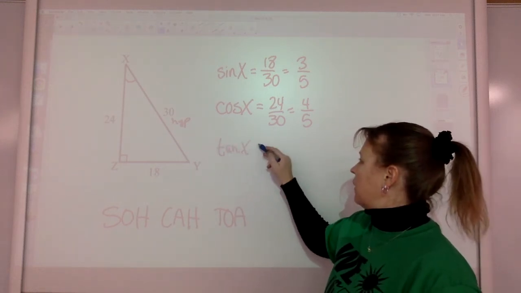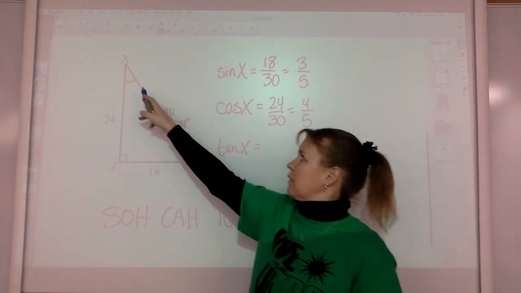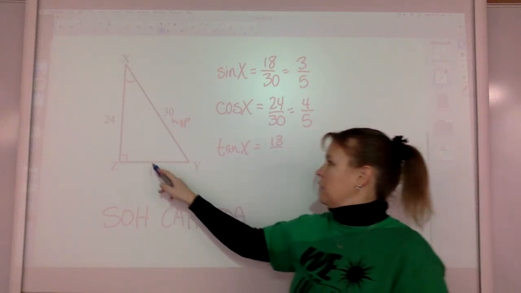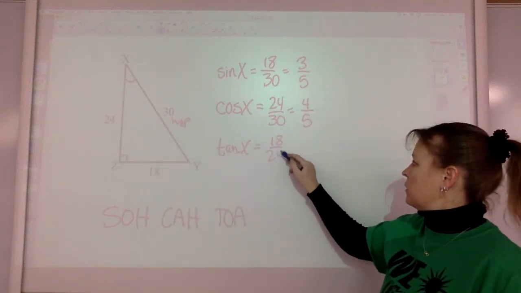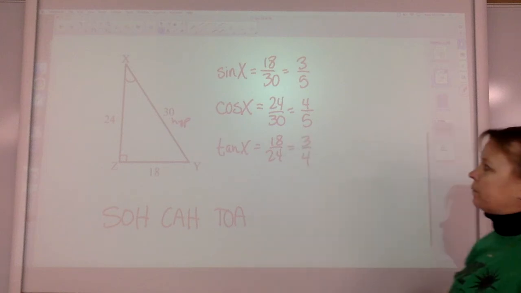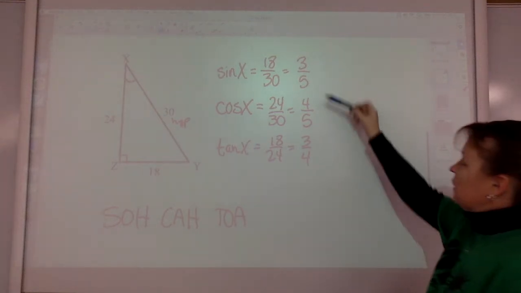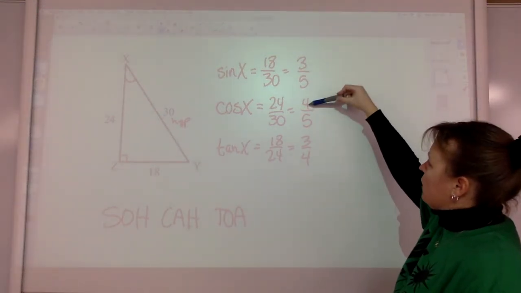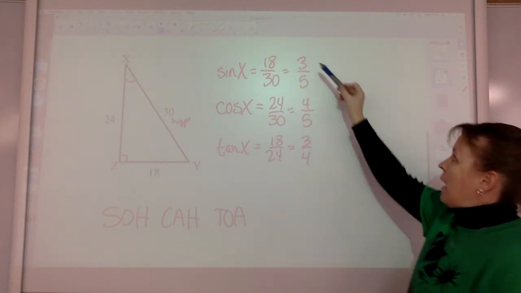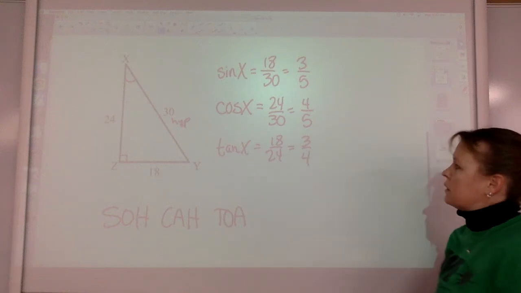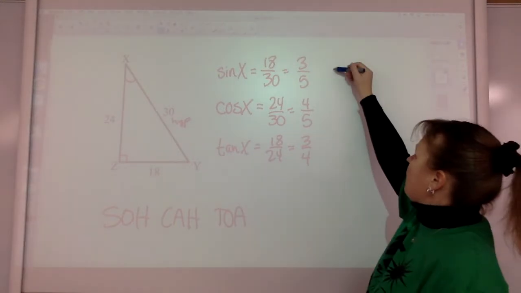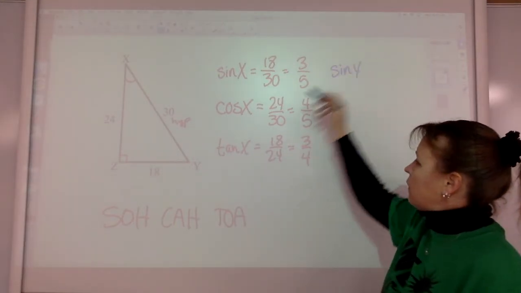And now the tangent of x equals opposite of x. Opposite is 18 over adjacent. We don't use the hypotenuse. And that's also reducible. Reduce them all. Here's another pattern. The numerator and the numerator become the tangent. 3 and 4 become 3/4 because it's opposite, adjacent, opposite, adjacent. No hypotenuse in there. All right, now we have to do the same, but this time for y.